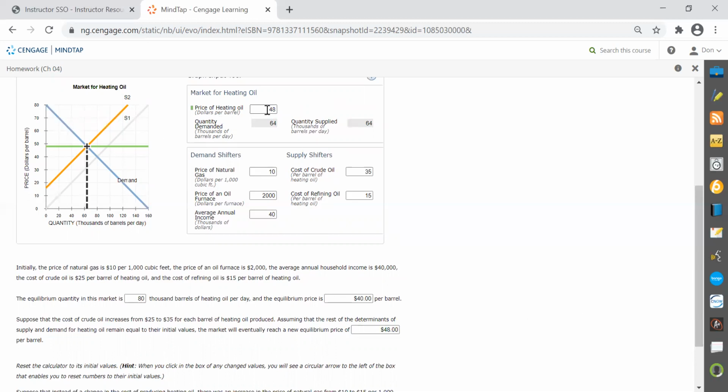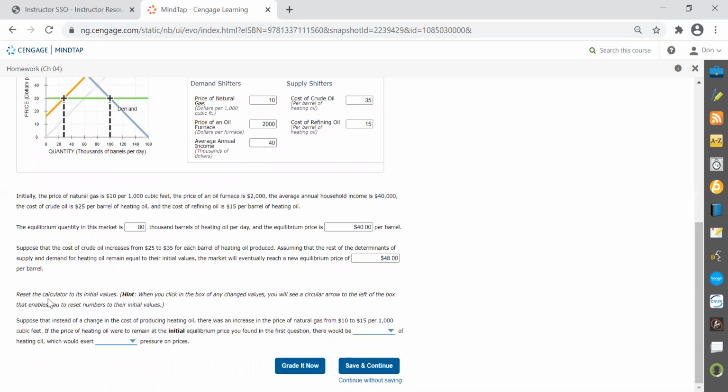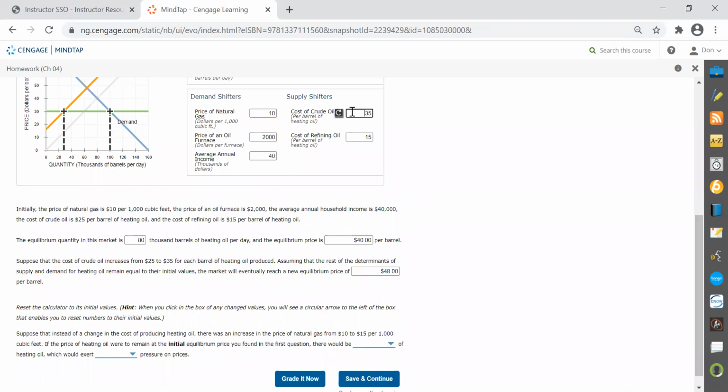Okay. And once again, when I want to go back here and reset this, which I would want to, just click on the reset button and we're good to go. So the last question, it tells you to reset your calculator to the initial values. It says, suppose that instead of a change, and let me go ahead and change back my crude oil price to get us back to normal.